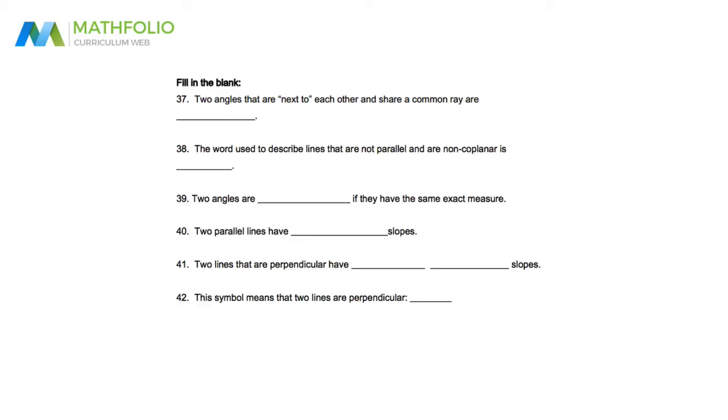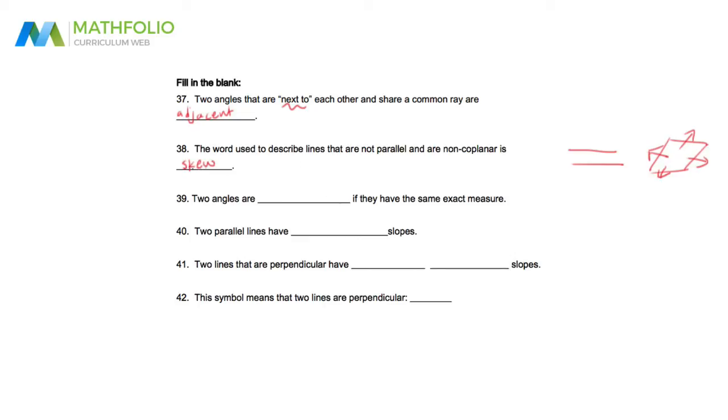Alrighty. This is a fill in the blanks type of question. Two angles that are next to each other and share a common ray are adjacent angles. Okay, number 38, the word used to describe lines that are not parallel and are not coplanar, so they're not on the same plane, is what? Is skew.